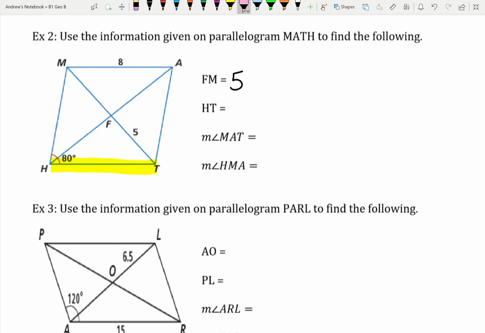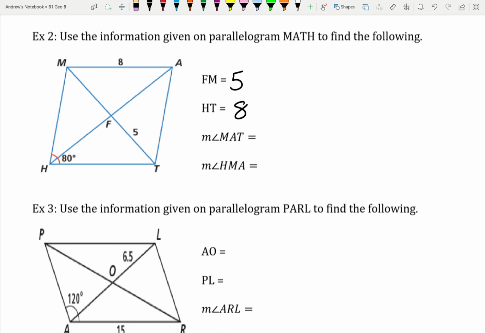So if I take a look right across the way, AM is an opposite side to HT. Because AM is 8, that means that HT is also going to be 8. That's really all we've got to do for those. We're just using those properties.